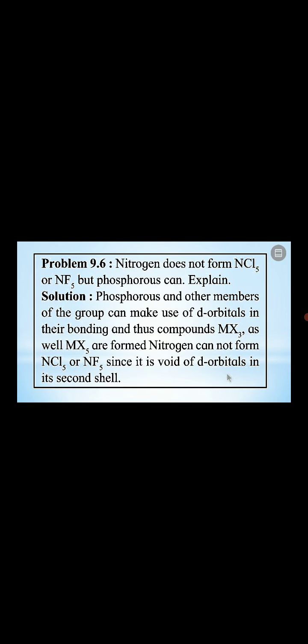Students, next we saw problem 9.6. Nitrogen does not form NCl5 or NF5, but phosphorus can. Explain. Let us solve. Phosphorus and other members of the group can make use of d orbitals in their bonding, and thus compounds MX3 as well as MX5 are formed. Nitrogen cannot form NCl5 or NF5 since it is void of d orbitals in its second shell.